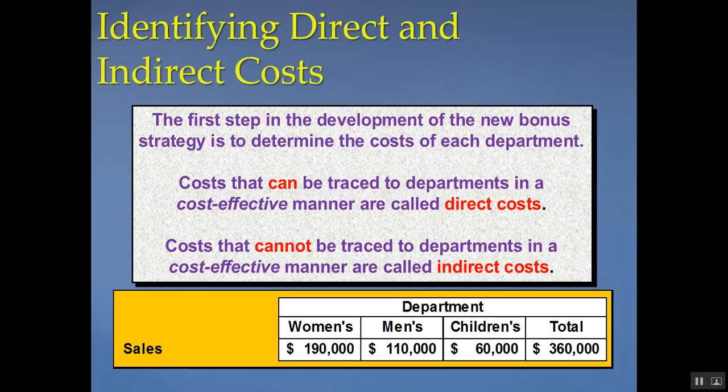Costs that can be traced to the departments in a cost-effective manner are called direct costs. Costs that cannot be traced to the department in a cost-effective manner are called indirect costs. Examples of direct costs are typically your direct materials and your direct labor. Anything that is indirect is referred to as overhead.